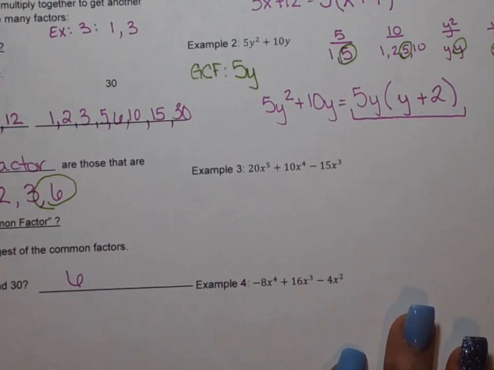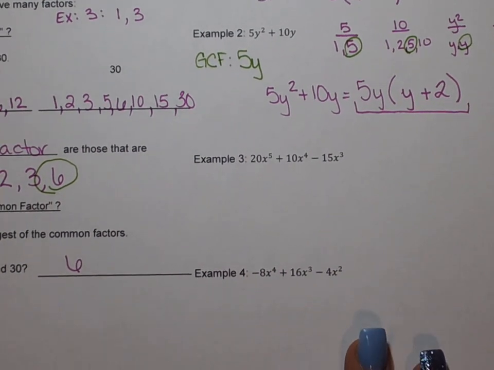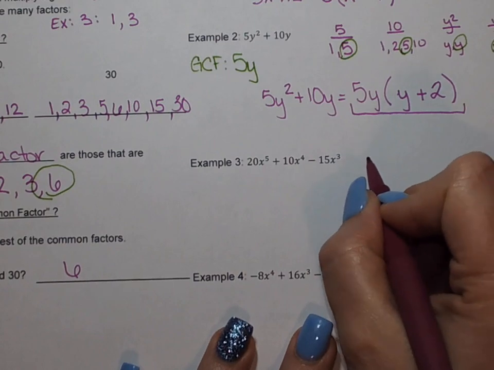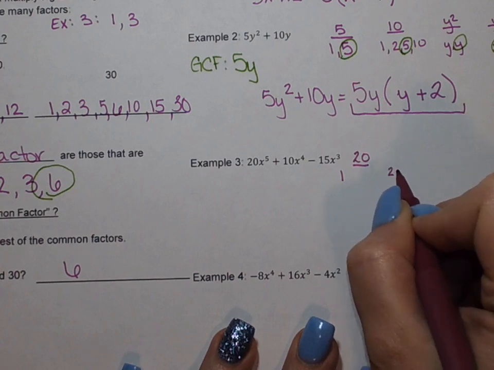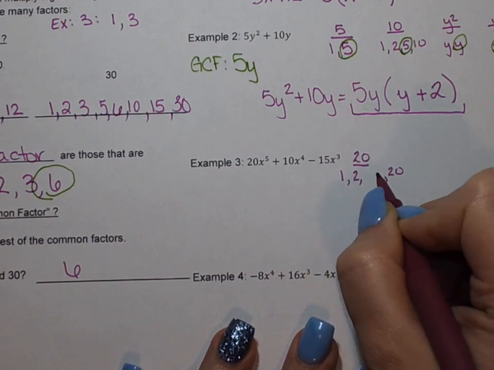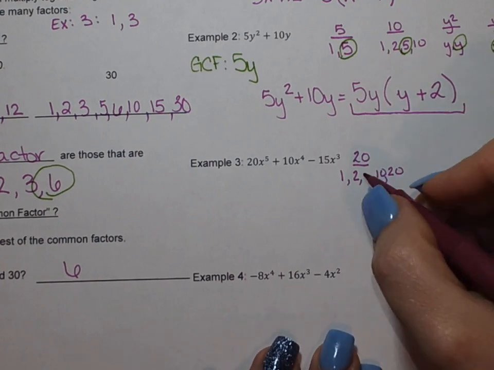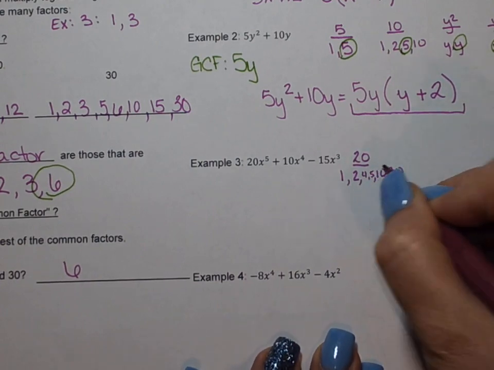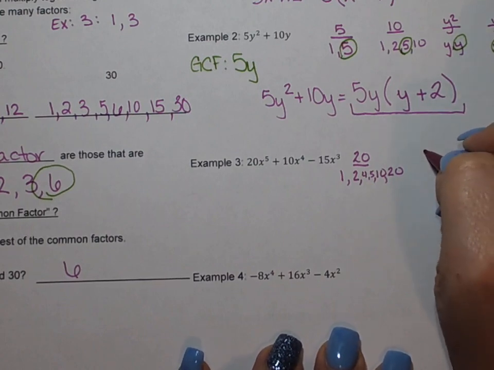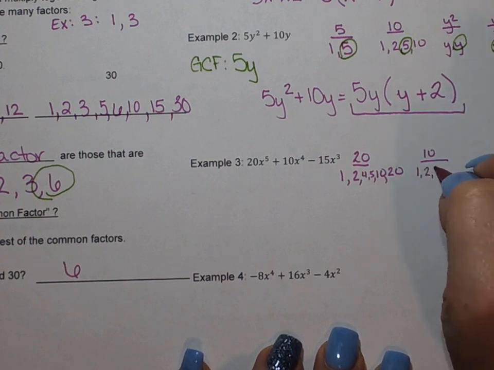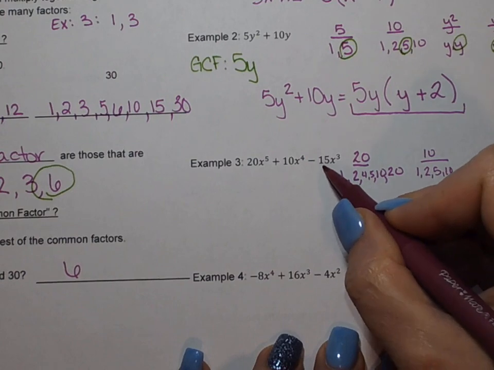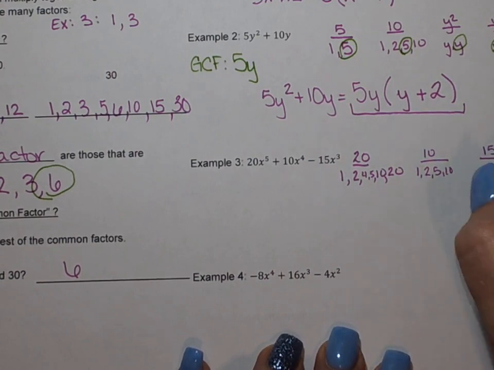All right, let's go to example 3. So we've got 3 terms now, so we're going to have to go ahead and do factors for 20. So that is 1 times 20, 2 times 10. I think I'm going to run out of room here. And 4 times 5. All right, the next one is 10, which we did in the example above, so we know that's just 1, 2, 5, and 10. And then lastly is 15. So we've got 1 and 15, and then 3 and 5.